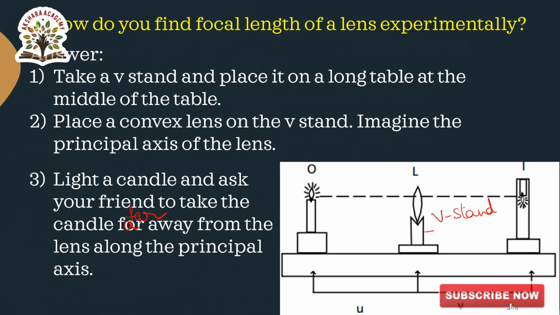Take a V stand, place it on a long table at the middle of the table. Here this is the middle of the table. We have to fix the V stand and place a convex lens on the V stand. Next, light a candle and ask your friend to take the candle far away from the lens along the principal axis. Go to the next point.